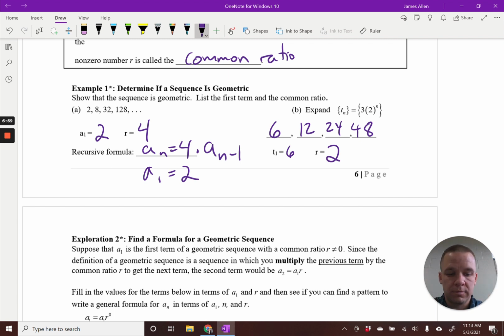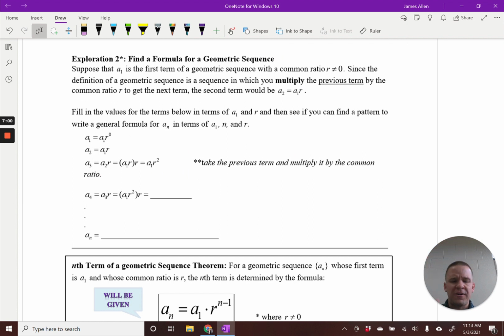Dope. All right. So let's find a formula for a geometric sequence, but like an explicit formula, right? Not the recursive formula. So let's take a look at what we have right here to help us write it out. So a sub 1, we could write out as a sub 1 times the common ratio to the 0 power, because that would just give me 1. Anything times 1 is itself. Then to get to the second one, I would do a sub 1 times my common ratio. That would give me the second term, right?